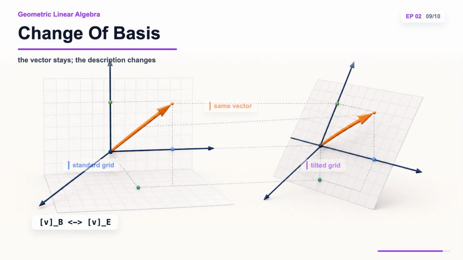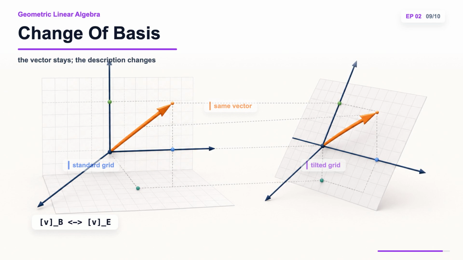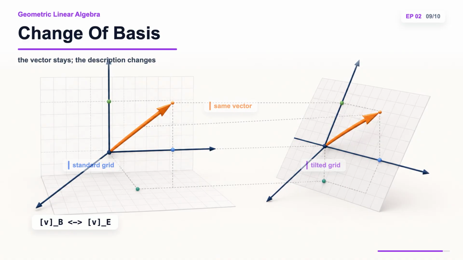Change of basis is a translation between coordinate languages. The geometric vector stays fixed. What changes is the coordinate grid used to describe it. In the standard basis, the vector may have one pair of readings. In a tilted basis, the same vector gets a different pair. Nothing physical moved in space. Only the measuring rulers changed. This distinction is crucial later because matrices can represent two related ideas. They can describe an active transformation of space, or they can describe a passive change in how we write coordinates.